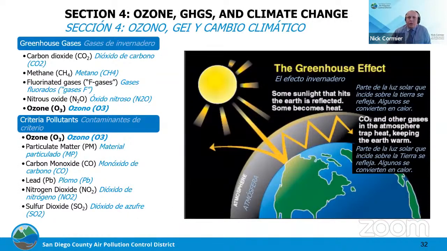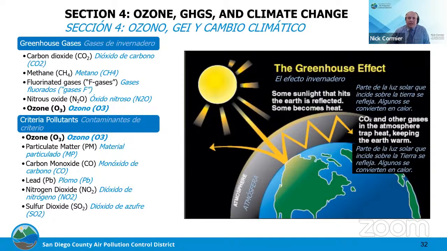The next section in the 2022 RACS discusses the complicated relationship between ground level ozone and greenhouse gases and climate change. The greenhouse effect is the main cause of global warming, as shown in the picture on the right. GHGs trap heat in the atmosphere and keep the Earth warmer than usual. This can lead to impacts such as more intense heat waves, drought, extreme weather events, and wildfires, just to name a few.